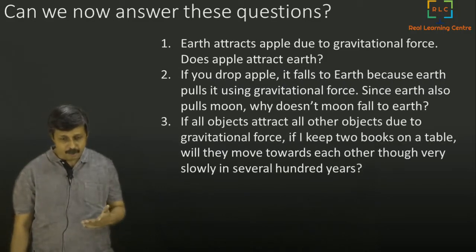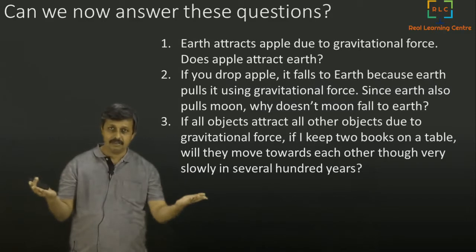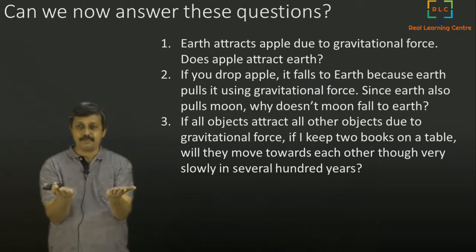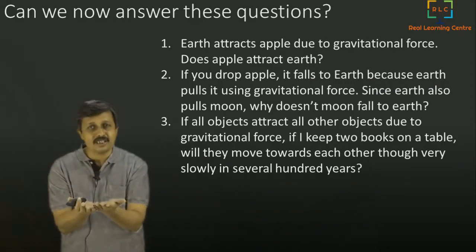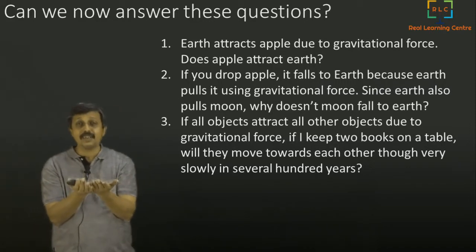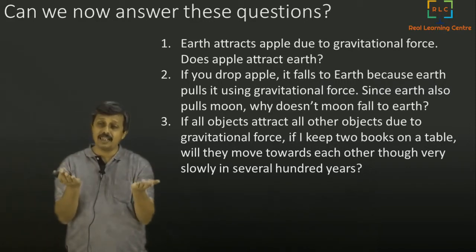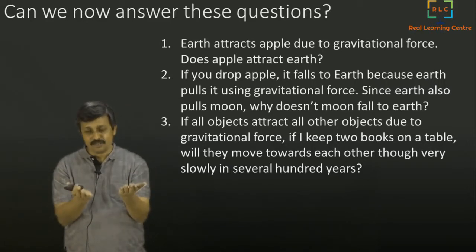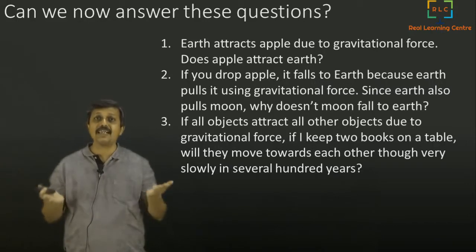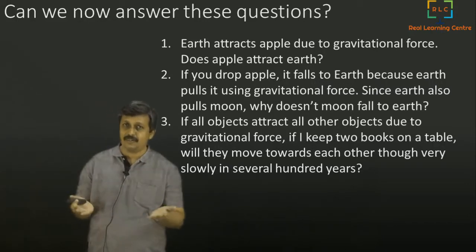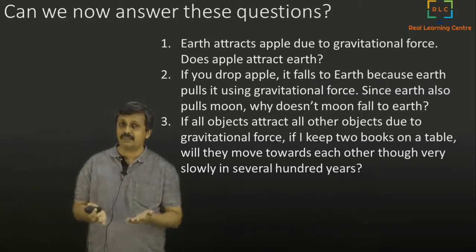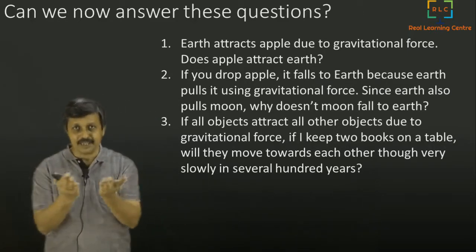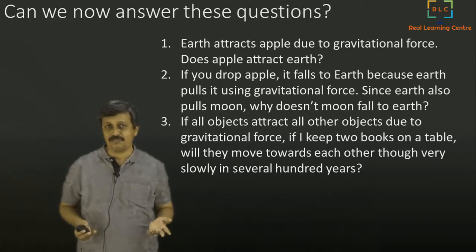And we also talked about two books on the table. The two books on the table actually attract. There is a force between them. They can't come to each other even after many hundred years, mainly because the frictional force on the table is balancing the force and it is not allowing them to come. The gravitational force can never exceed the frictional force. Gravitational force is not that strong. However, if you do the same experiment in space, they will come nearby because there is no frictional force.